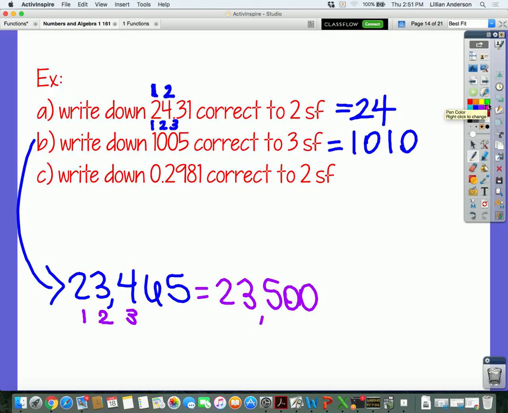Where do I start my count? At the 2. So there's 1 and 2. So I stop here. And then I look at the next number to see if I round. Do I round? Yeah. So that 9 is going to end up rounding up to the next whole number. So what is this decimal actually going to be? 0.3. Careful. 0.30.